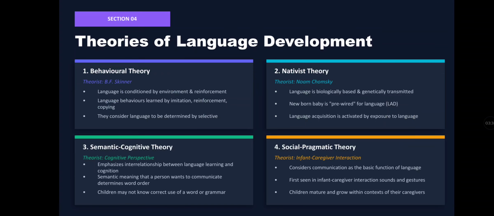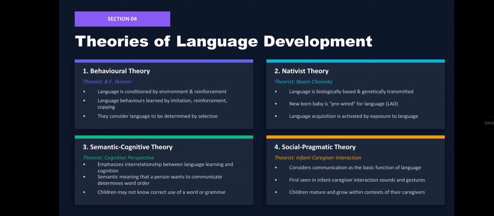The first one is behavioral theory, second is nativist theory, third is semantic cognitive theory, and fourth is social pragmatic theory. The first theory is given by the theorist B.F. Skinner. It means language is conditioned by environment and reinforcement. Language behaviors are learned by imitation, reinforcement, copying. They consider language to be determined by selective reinforcement.